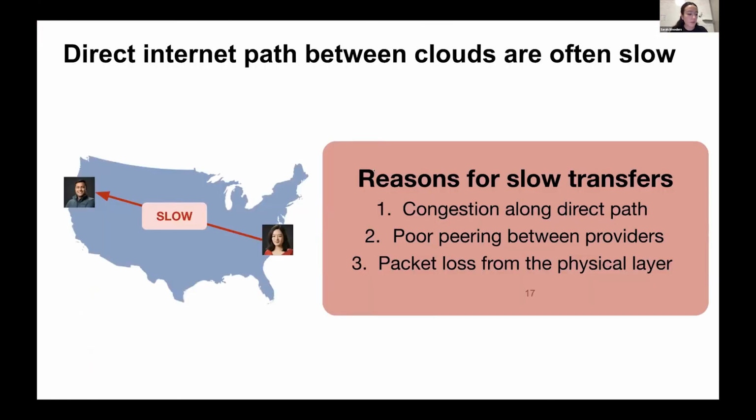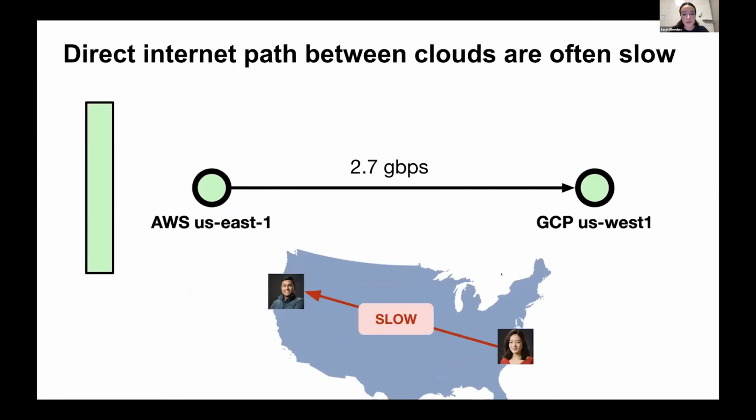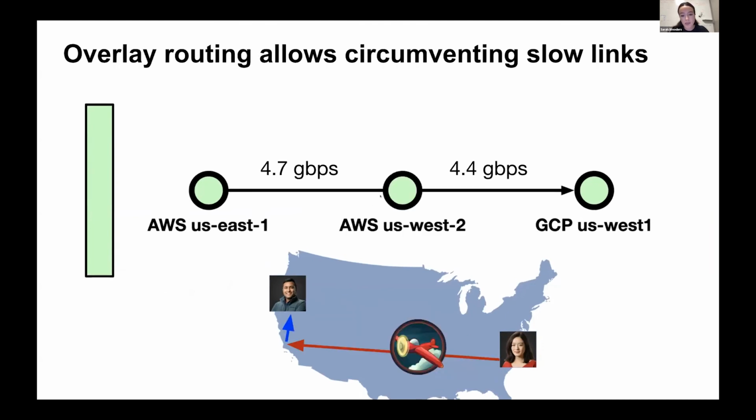I'll very briefly go over why transfers are slow in the first place and some of the techniques we use to get around this. First of all, there's often congestion along the direct path. There's poor peering between providers, and there can also be packet loss from the physical layer. One technique we use is that in cases where the direct transfer between 2 regions is very slow, we can often find overlay regions, some other third region, where if we go through this region instead, the transfer ends up being a lot faster. Here we went from about 2 gigabits per second to about 4 gigabits per second.